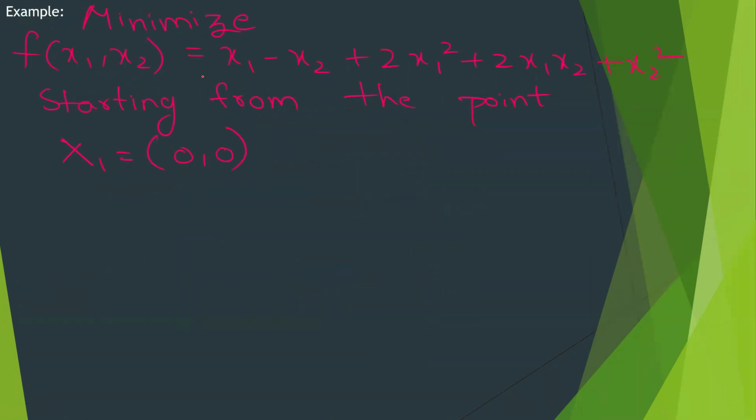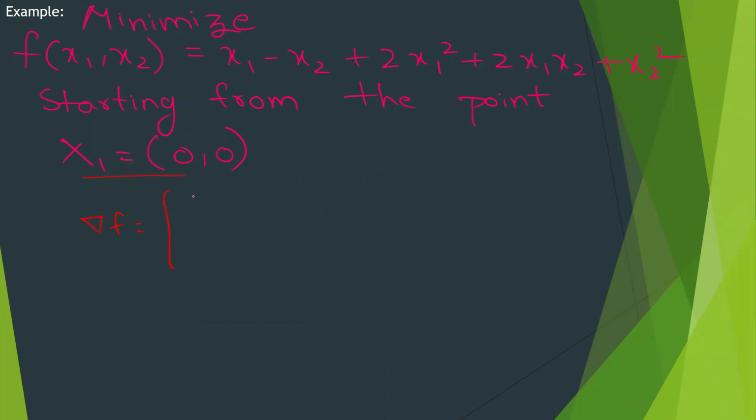For example, minimize f of x1 comma x2, which is equal to x1 minus x2 plus 2x1 square plus 2 x1 x2 plus x2 square. Given the starting point x1 is equal to 0 comma 0. First of all, we need to find the gradient.